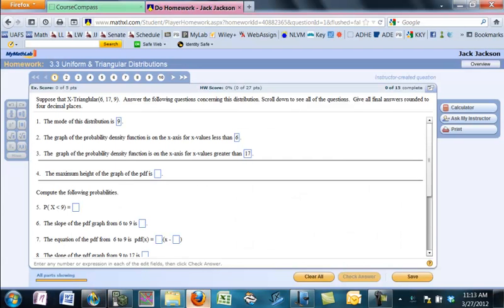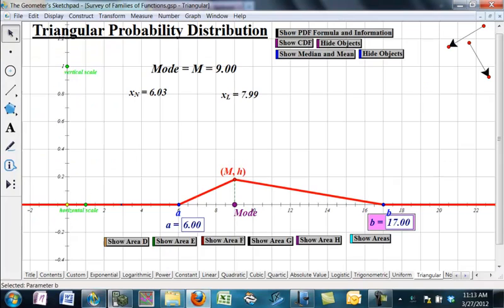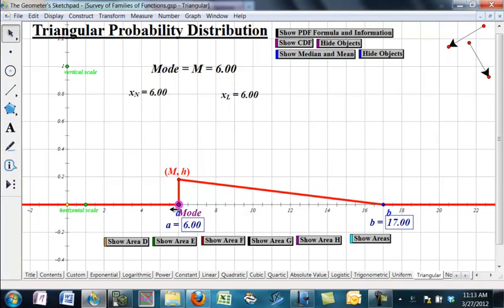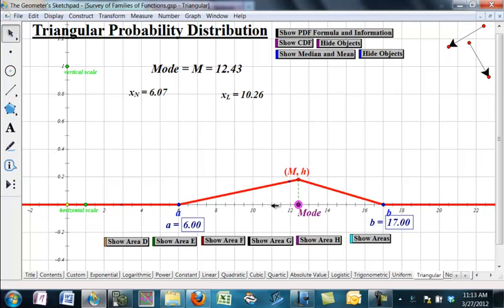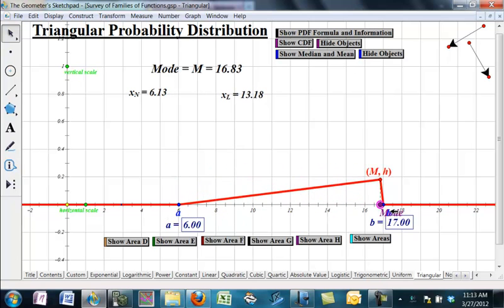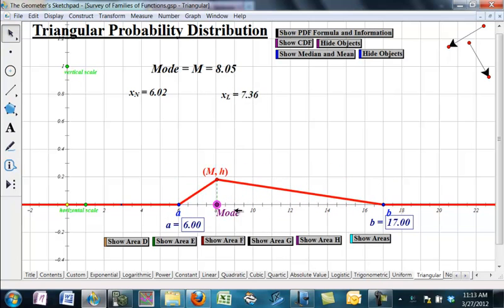So let's go back to here. I think it asks us the maximum height when it happens at the mode. Notice that really it doesn't matter where the mode is here, that height doesn't change and that area doesn't change. So all of these different modes here give us different shaped triangles, but the height stays the same, the base stays the same, and the area is always 1. Let's get back to our example where we have it at 9. Okay, there we are.